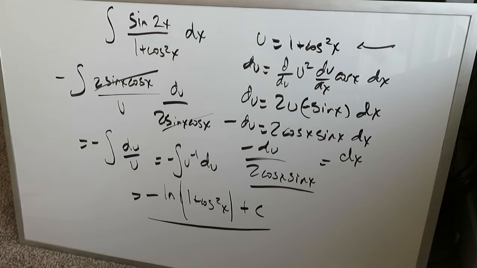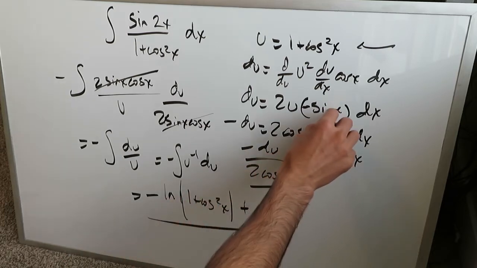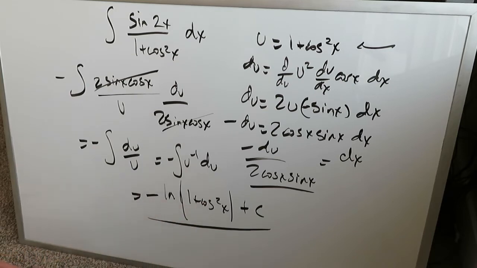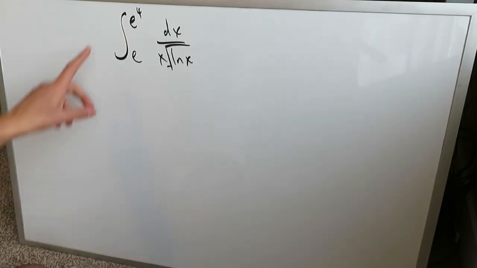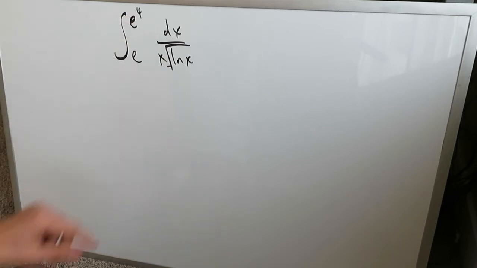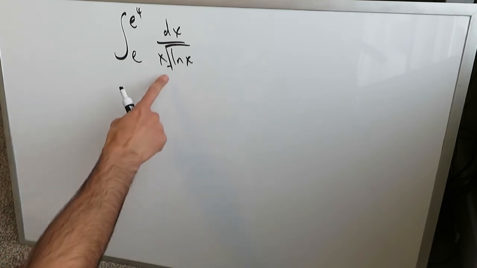It was a seemingly difficult question, but when you worked it out using the trigonometric identity and using the right item for substitution, it was not too bad. Let's look at some definite integrals over here. Lower limit, upper limit, e and e to the 4. We have dx over x multiplied by the square root of the natural log of x.